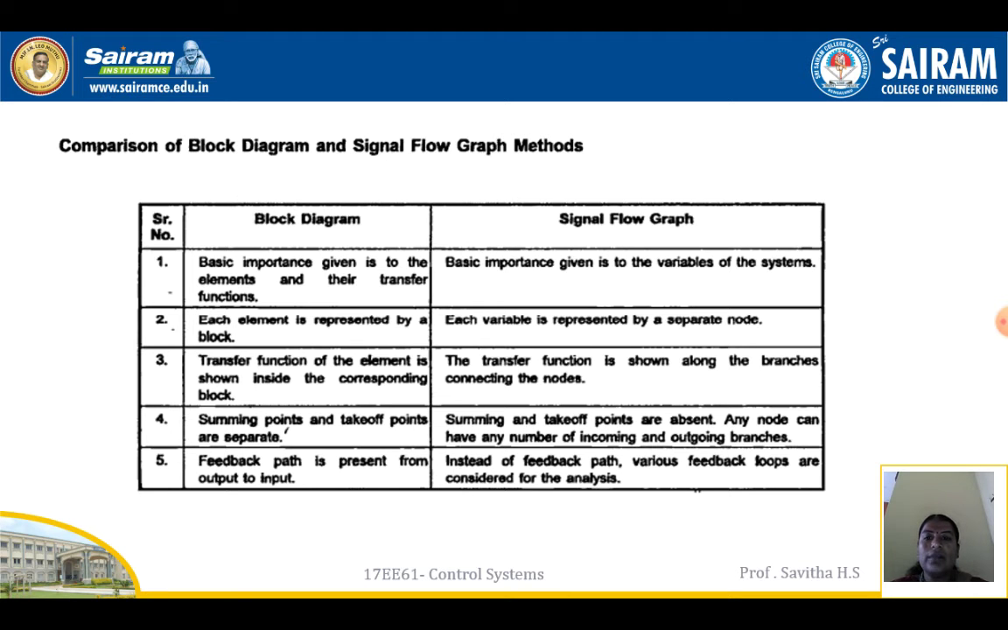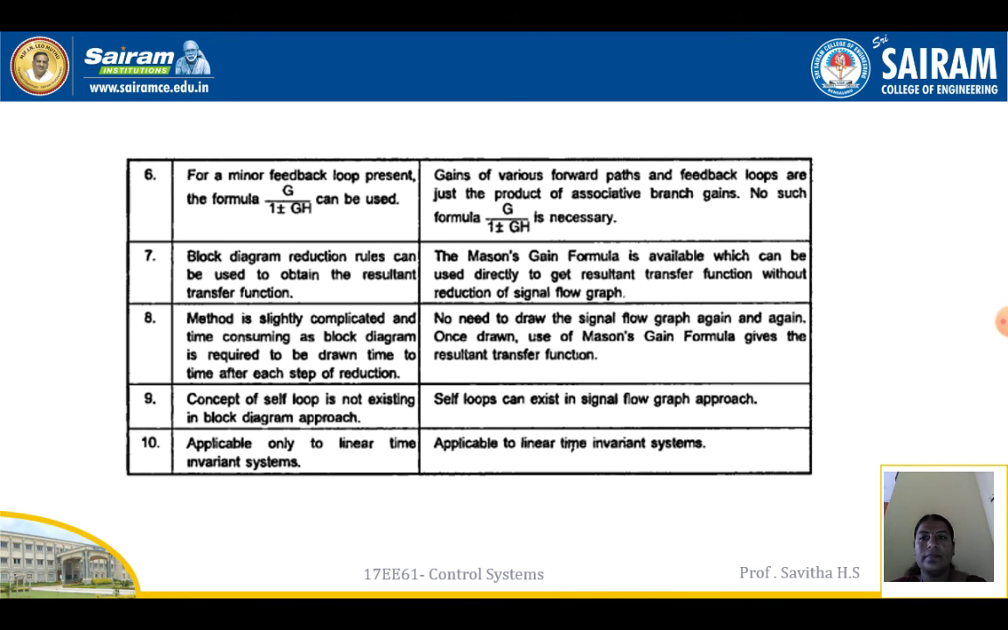Transfer function of the element is shown inside the corresponding block. In signal flow graph, the transfer function is shown along the branches connecting the nodes. In block diagram, summing point and takeoff points are separate. In signal flow graph, summing and takeoff points are absent. Any node can have any number of incoming and outgoing branches. In block diagram, feedback path is present from output to input. Instead of the feedback path, various feedback loops are considered for the analysis.